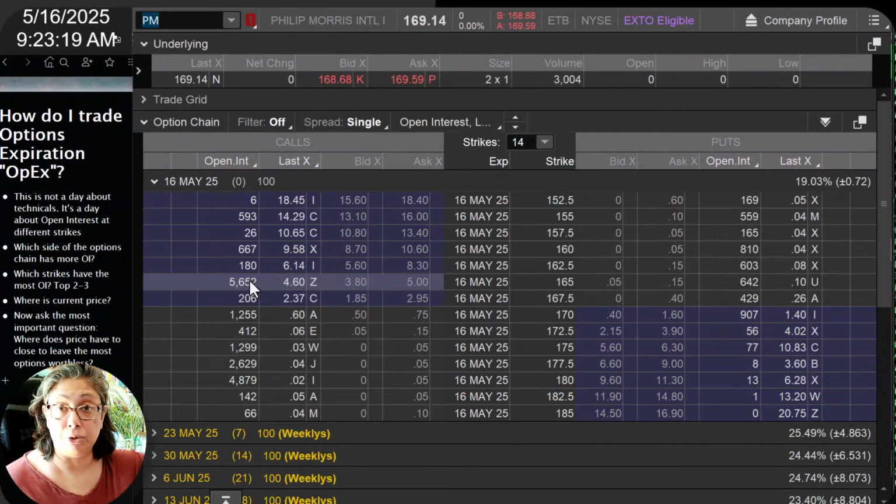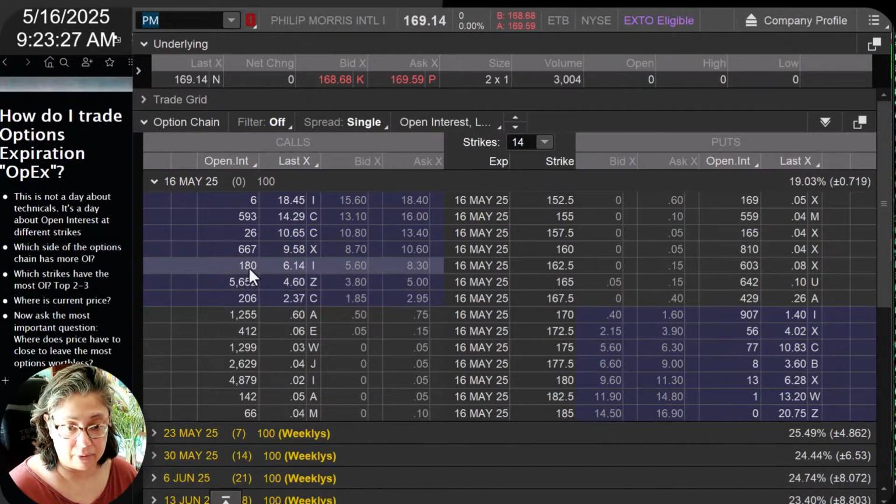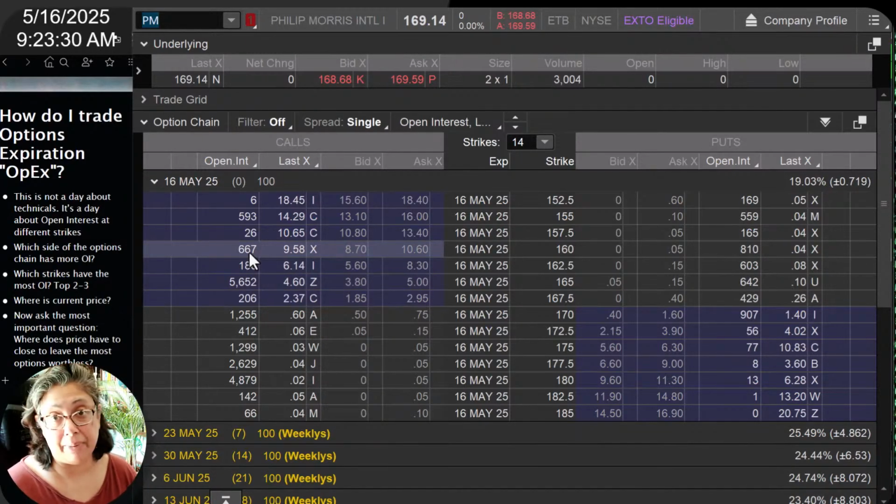Now, for my trade, that's not a big deal. We have June 20 expiration. I just need to get through the sort of noise of OpEx. If the size was at 162.5 or 160, that would be the magnet.